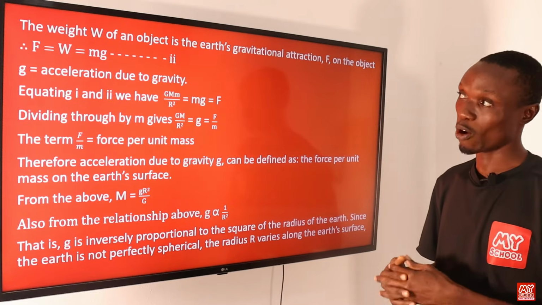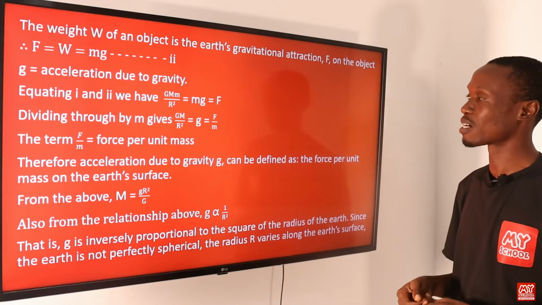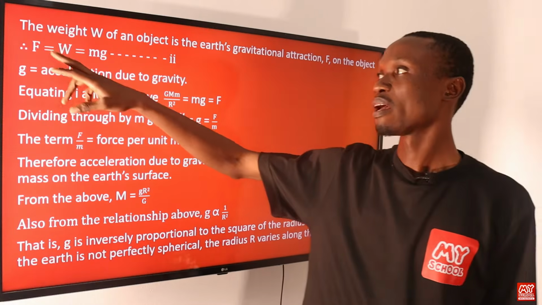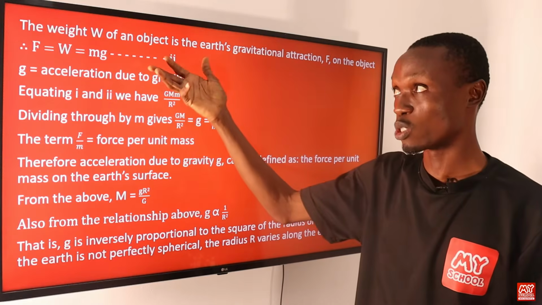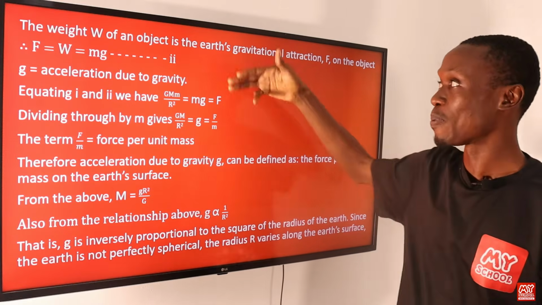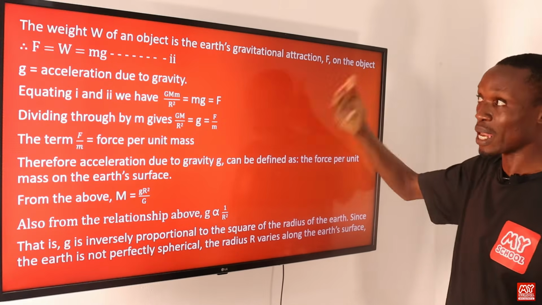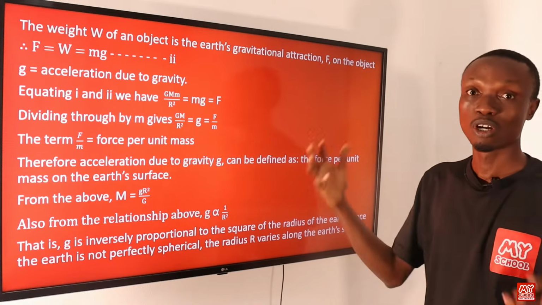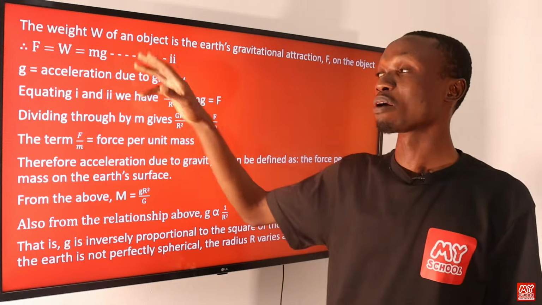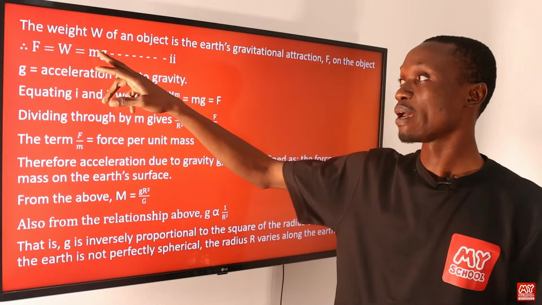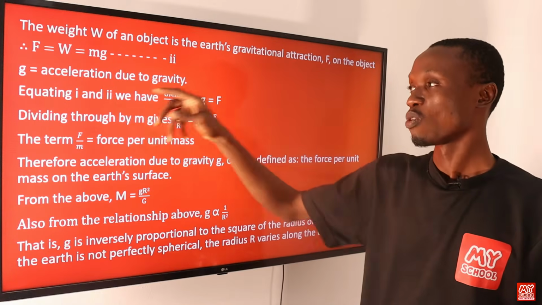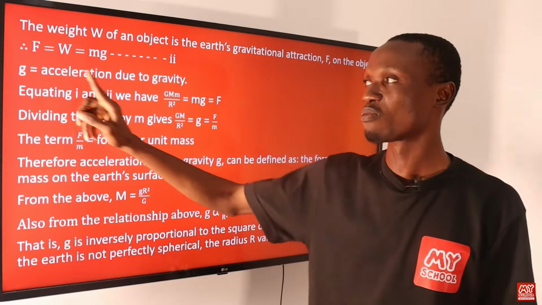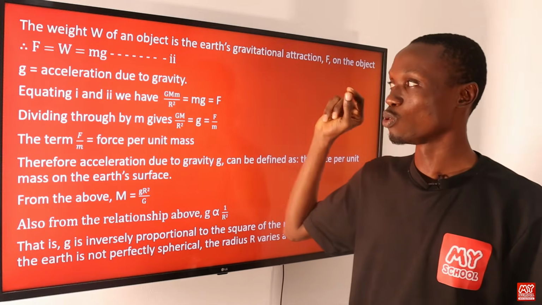So the weight of an object is the Earth's gravitational attraction, F, on the object. Mathematically, F is also the same thing as weight. Why? Because weight depends on the Earth's gravitational attraction. Without the Earth's gravitational attraction, there will be no weight. F and W are literally the same and is given as mg, which is m times g, where small letter g represents acceleration due to gravity.